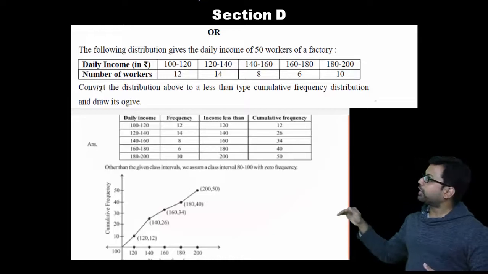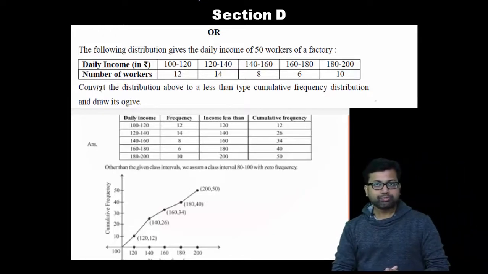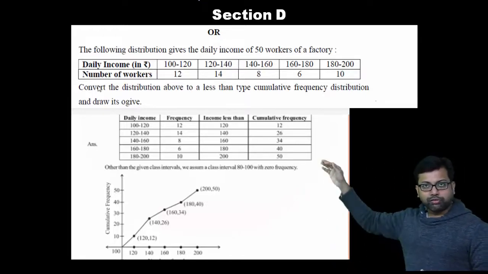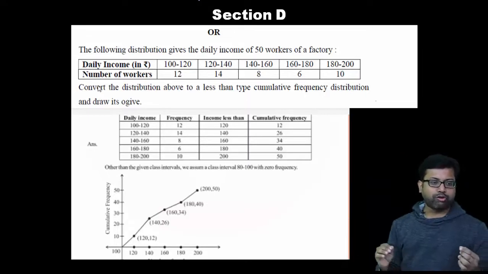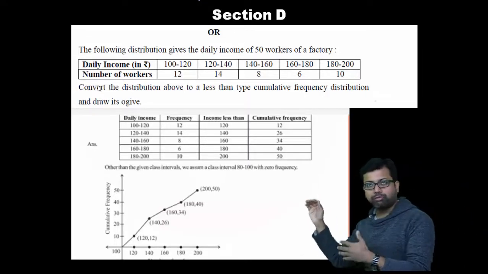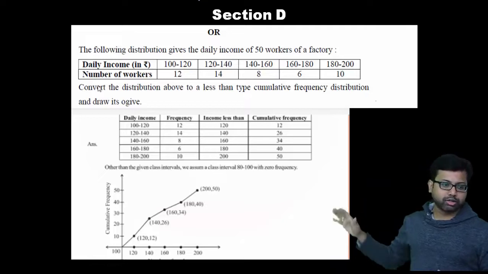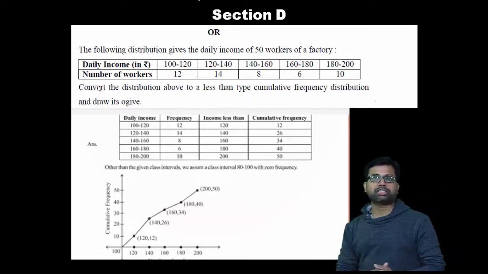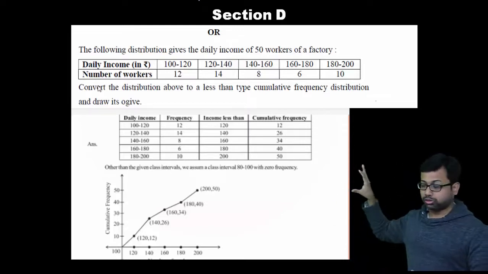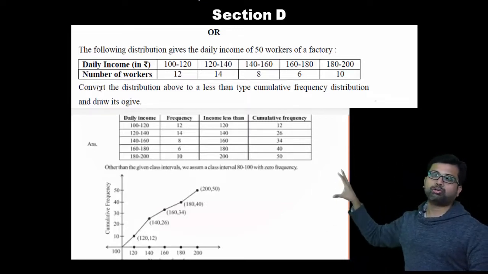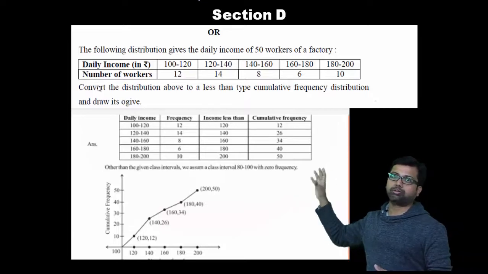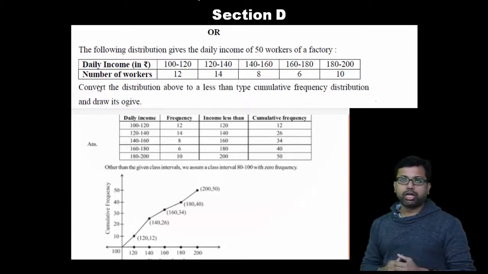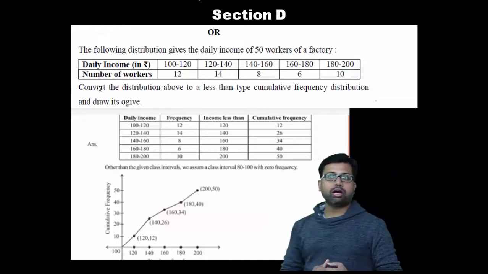Similarly, you go on writing the values for each of the rows and you get the different values. So you have a total of 5 rows in which you list out all the values. After that, you arrive at the less than cumulative frequency distribution. This table is the less than cumulative frequency distribution. Now the second step is to draw the less than ogive.